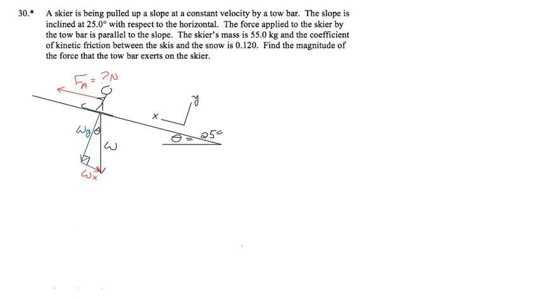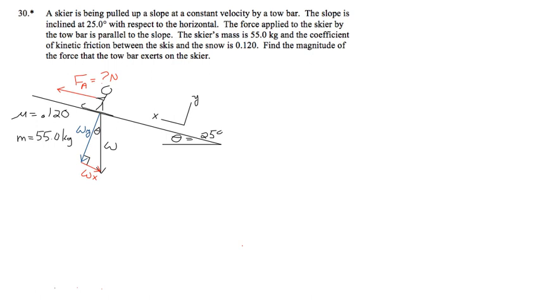And let's see, what else do we know? We know the mass of the skier. So somewhere over here, I'm going to write the mass. The mass of the skier is 55 kilograms. And the coefficient of friction is given in the problem as 0.120. So those are some of the facts that were given.